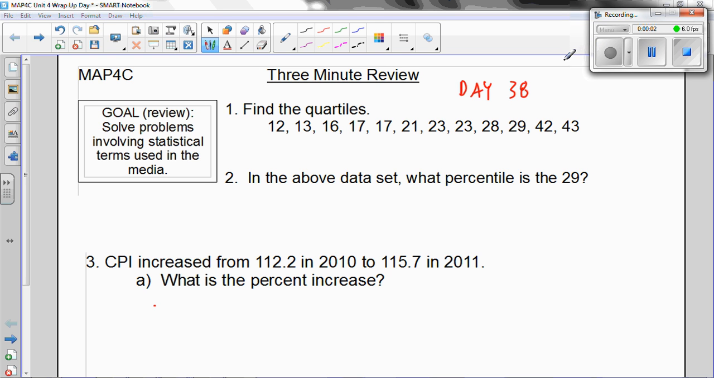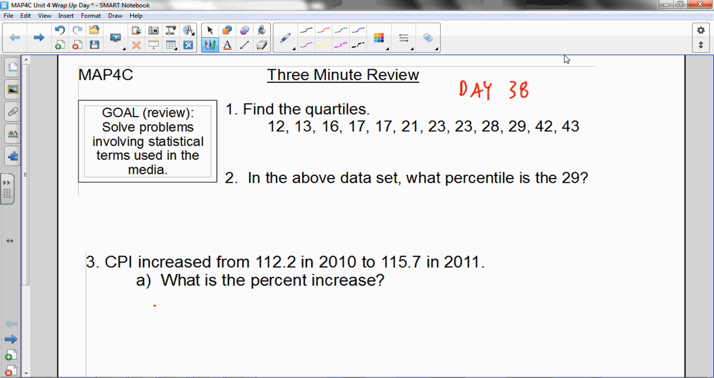All right, this is MAP4C, day 38, wrap-up day for Unit 4. This is hopefully going to be a short video that will set us up for what we're doing for the next couple of days, a little project to do, and then getting ready for the test in a couple of days. So, 3-minute review, some review questions. So let's get at it.